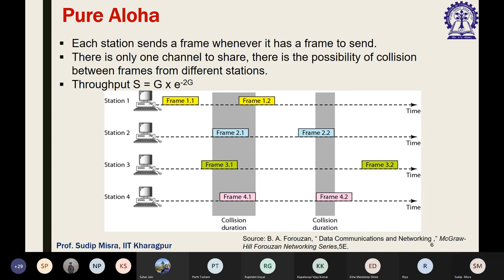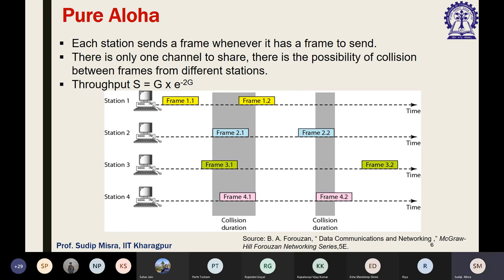Okay, so what is the maximum propagation time? Maximum propagation time is going to be between the two farthest stations, the time that the pulse or the frame is going to take to travel between these two stations, which are farthest separated from each other. This is the maximum propagation time. Okay, so you multiply with that time.